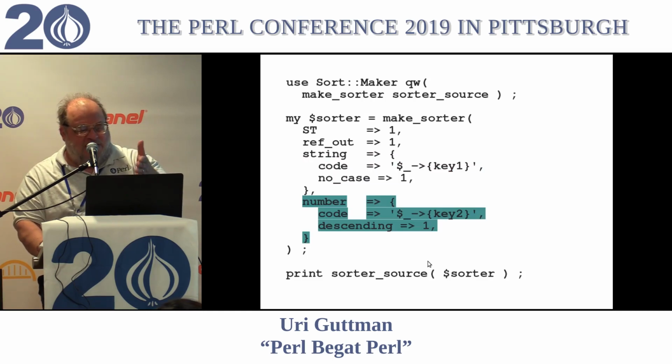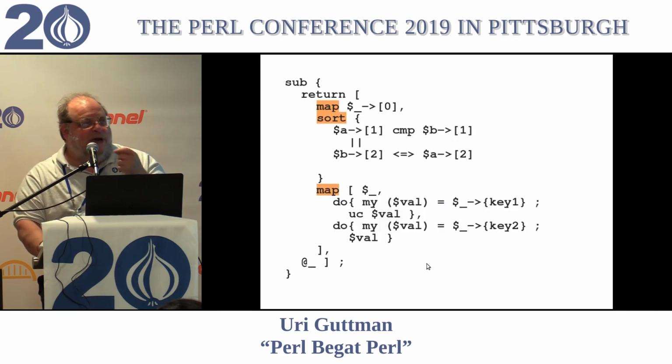Okay, the second one is a number, and it's a code just grabbing out a key2. This is a little demo thing, and it's in descending order. You'll see why that happens, okay? Now, here's the actual code being generated. And notice it has the map, sort, map. If you know the Schwartzian transform, that's the famous thing. The other transforms also do map, sort, map, okay? You map the input, you sort on that data, and then you map the output. It's one long expression.